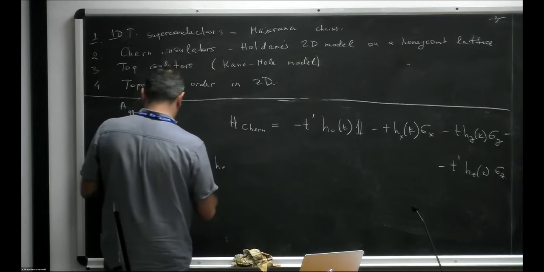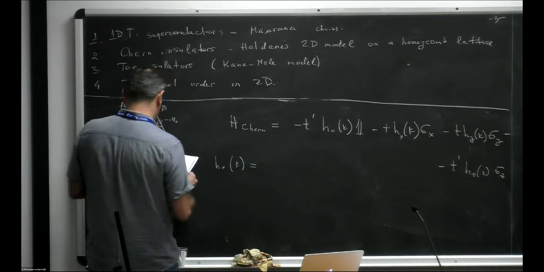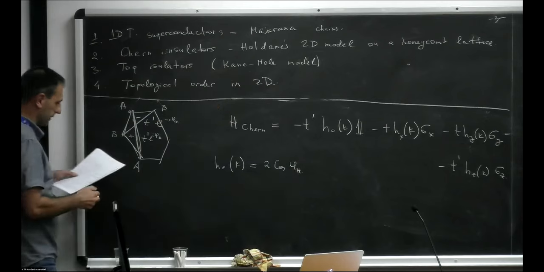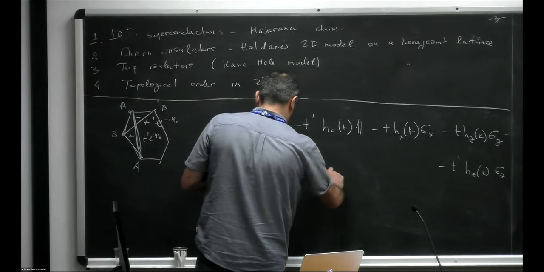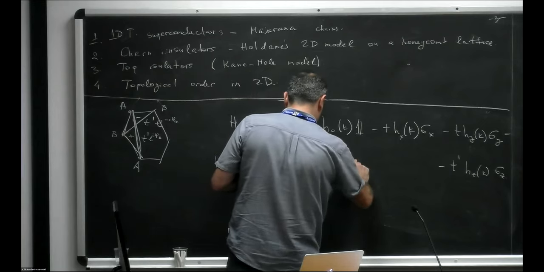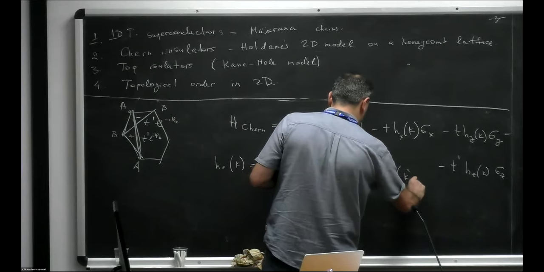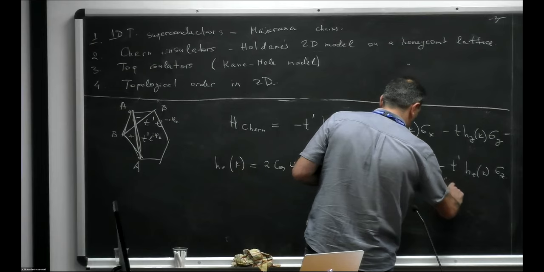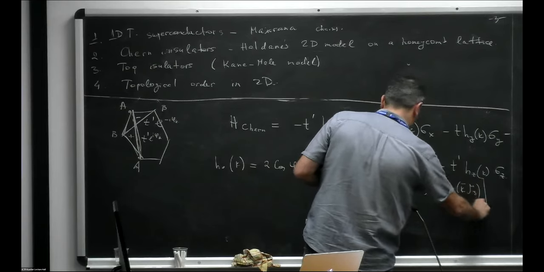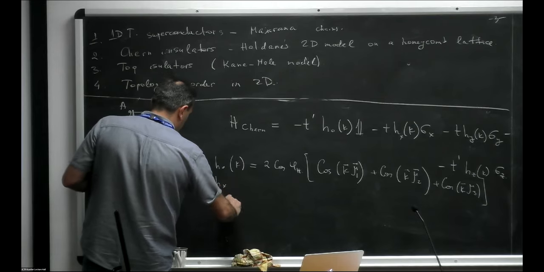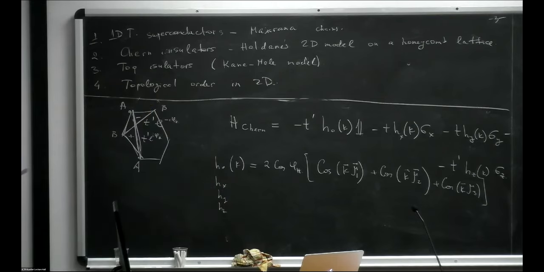So H0 itself has some form. Let me write it down. It's twice cosine phi_H, where phi_H is the phase that we introduced, the complex phase, times cosine k mu 1 plus cosine k mu 2 plus cosine k mu 3. So there is also Hx, Hy, and Hz. I don't want to specify all of those. It's written in Haldane's paper, I believe.